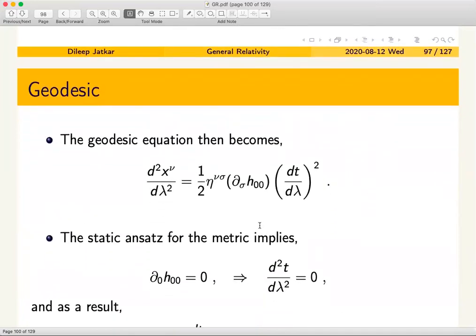The static ansatz of the metric of course says one more thing, that h00 is time independent. So therefore, when you look at the sigma derivative, you are looking at only the spatial derivative, and you are not looking at the temporal derivative in that case. Now, if you set the time derivative of h00 equal to 0, then remember eta was diagonal.